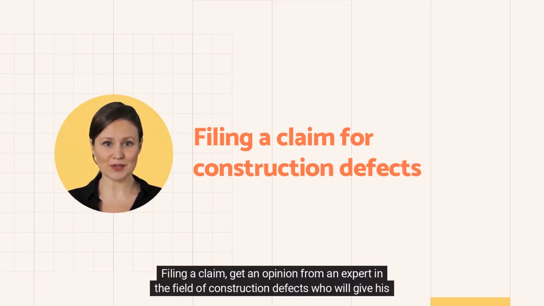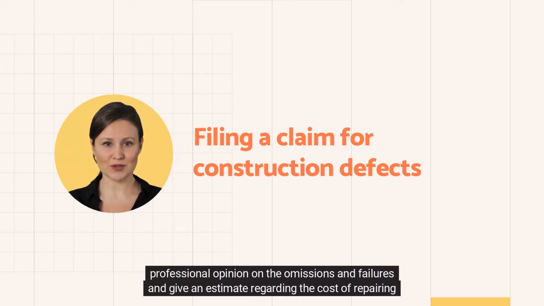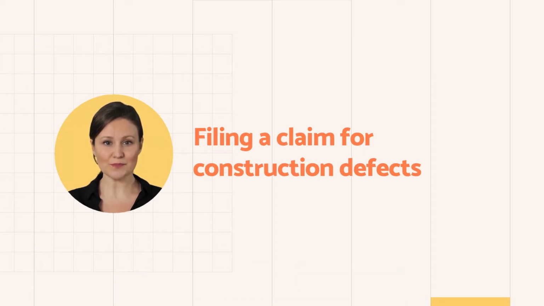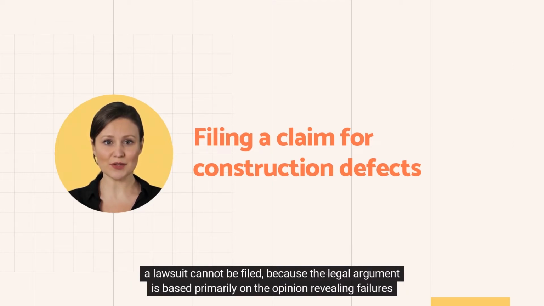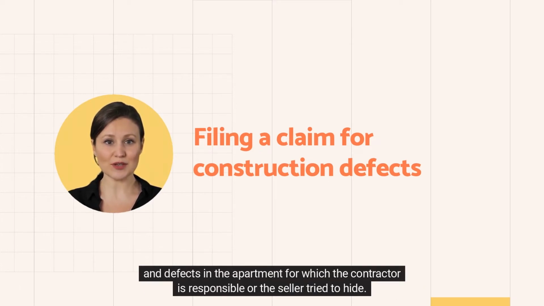Before filing a claim, get an opinion from an expert in the field of construction defects who will give his professional opinion on the omissions and failures and give an estimate regarding the cost of repairing them. Without obtaining an expert opinion and professional legal assistance from an experienced real estate lawyer, a lawsuit cannot be filed, because the legal argument is based primarily on the opinion revealing failures and defects in the apartment for which the contractor is responsible or the seller tried to hide.